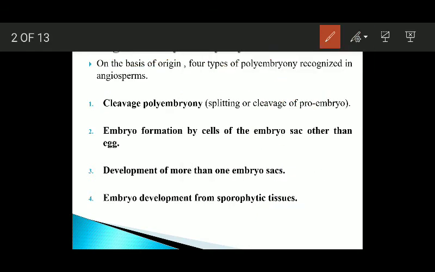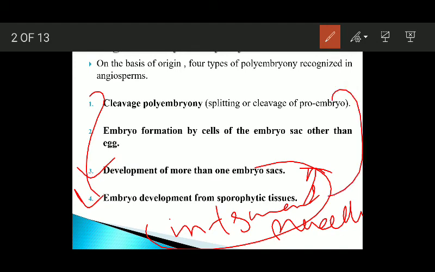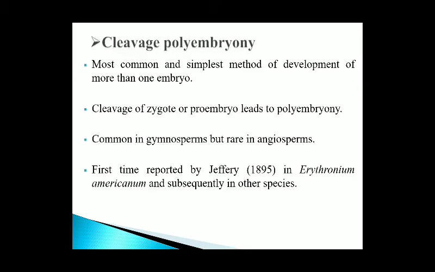Development of more than one embryo sacs. In some plants, it has been found that more than one embryo sac formation takes place, and this can also give rise to more than one embryos. And finally, embryo development from sporophytic tissues like nucellus or integuments. So these are the four ways through which polyembryony can occur in angiosperm. Now we will talk about each of these one by one.